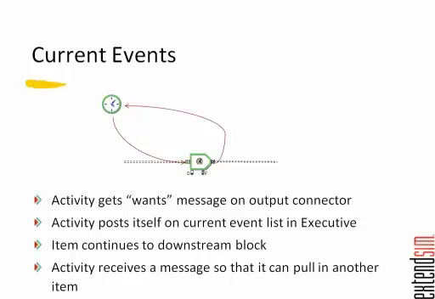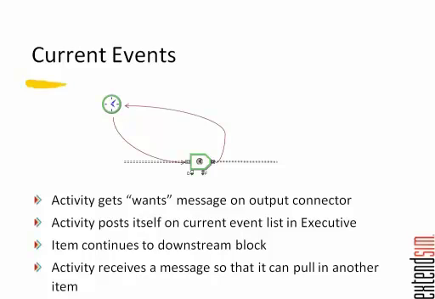Let's watch that again, just because I spent a lot of time doing this animation. So I get the wants message. The activity sends the message saying I need a zero-time event to the executive. The item leaves the activity. The executive sends the message back to the activity so that it can bring in another item. Are there any questions on that?